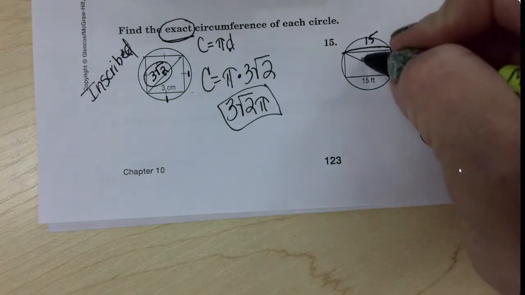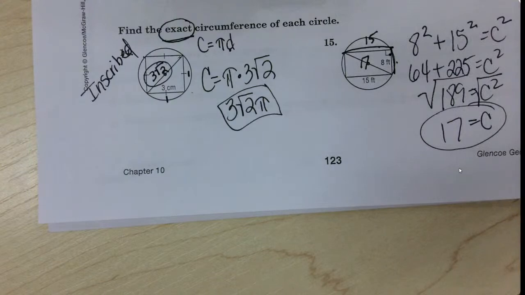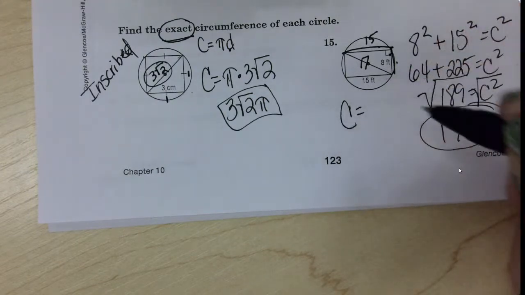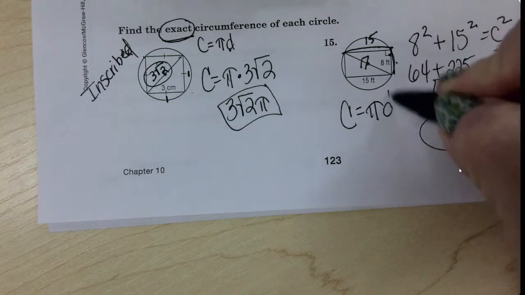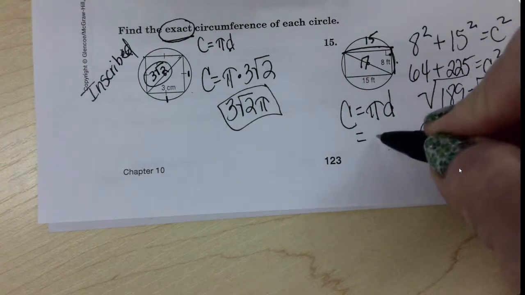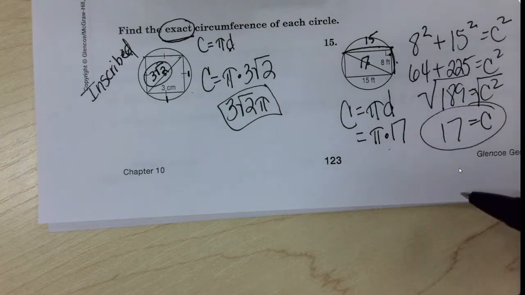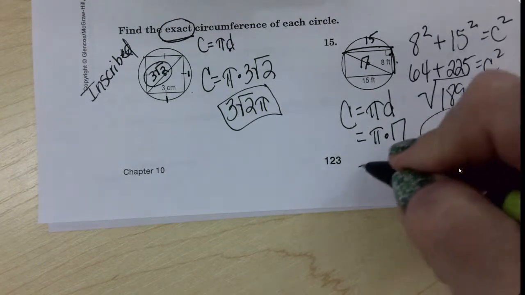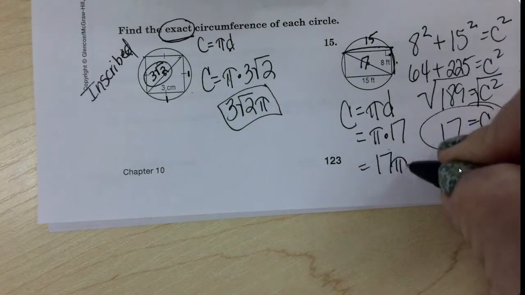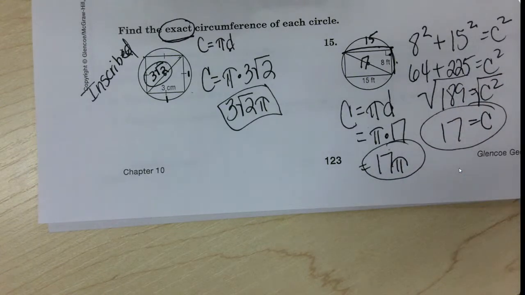So that means that our diameter is 17. So if we're finding the circumference, and circumference is pi times diameter, and our diameter is 17, then that means our circumference is pi times 17. But that's not the way we write it. How would we write it? 17 pi. Just like you would write 17x, right?